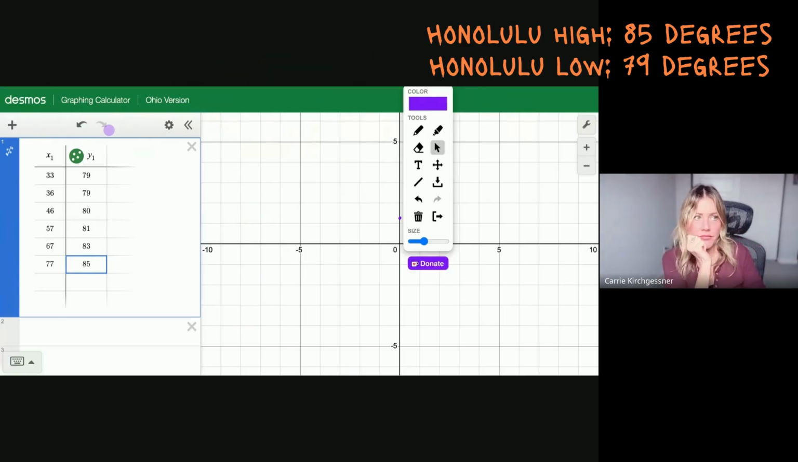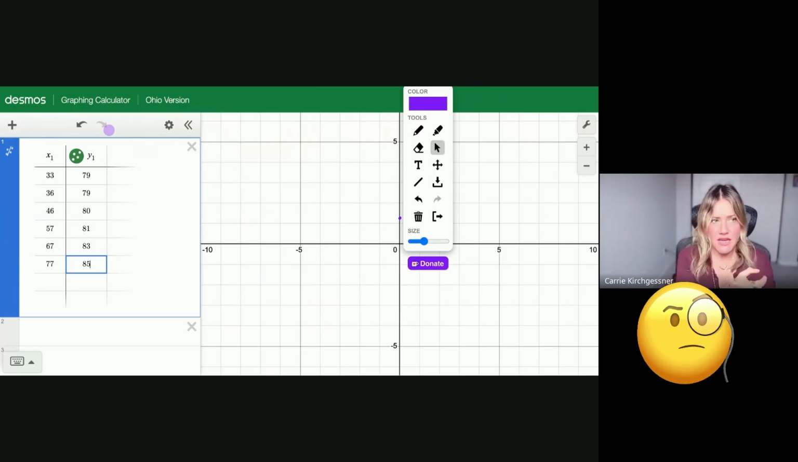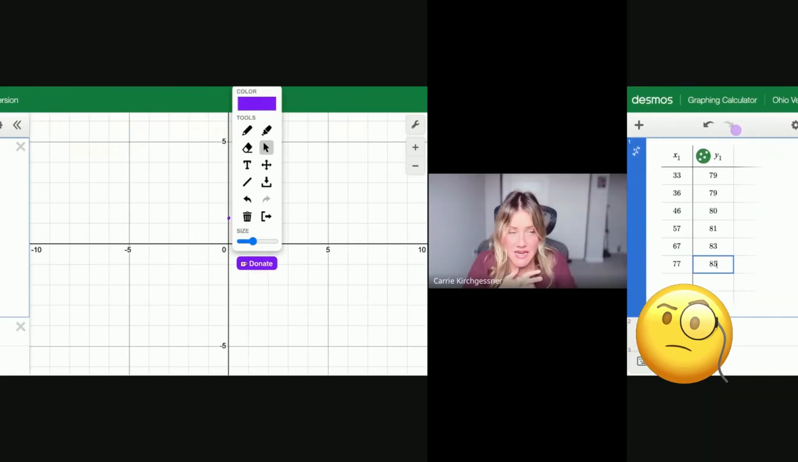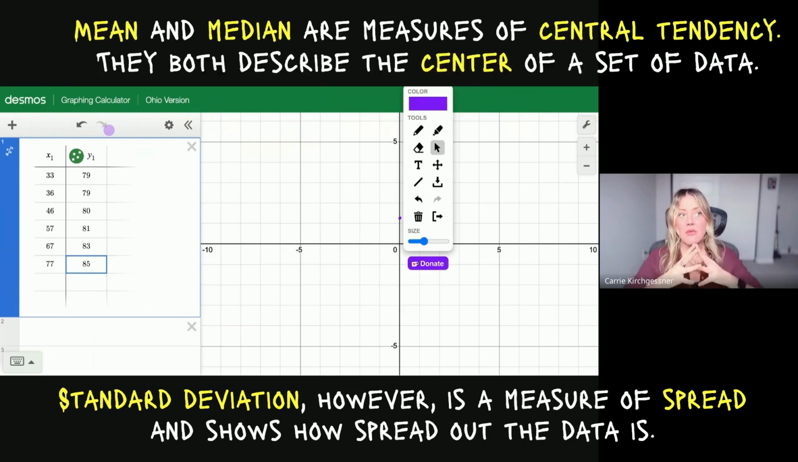But which measure will we use to determine, will we determine mean, median, or standard deviation? What do you think? So mean and median are measures of central tendency, while standard deviation is a measure of how far spread out the data is.